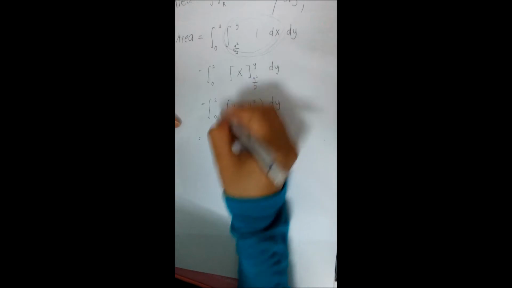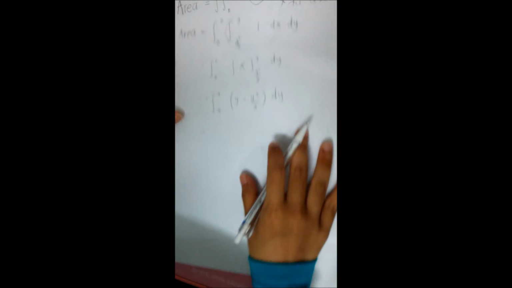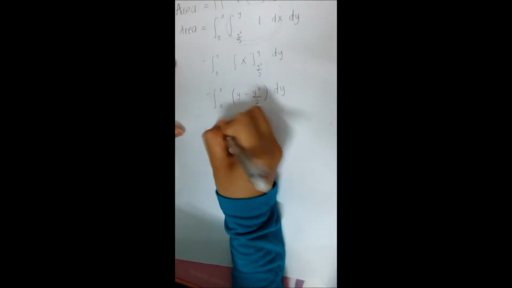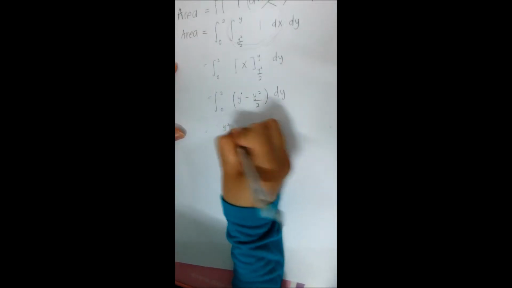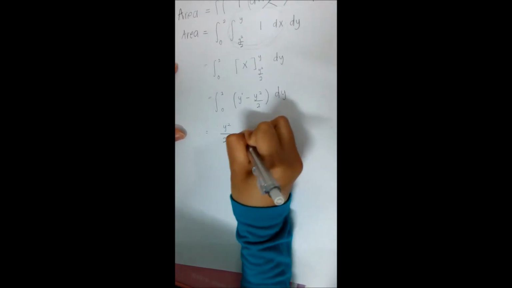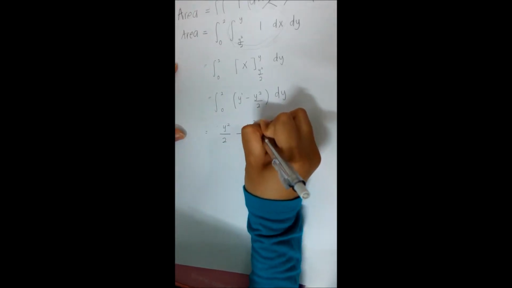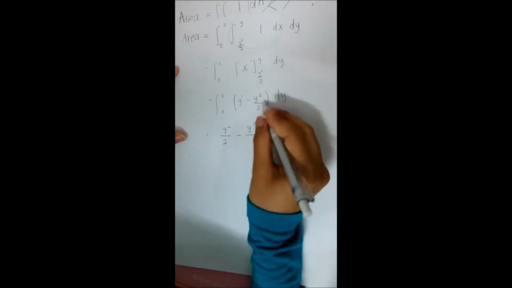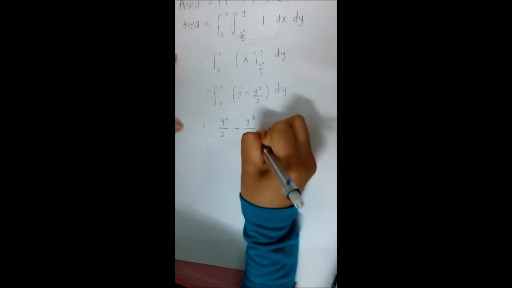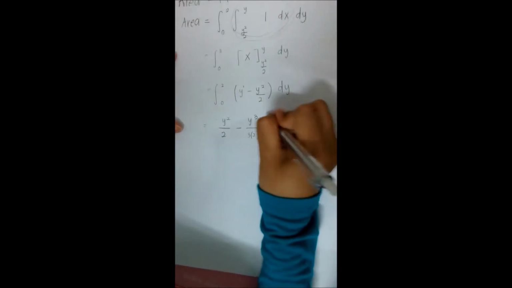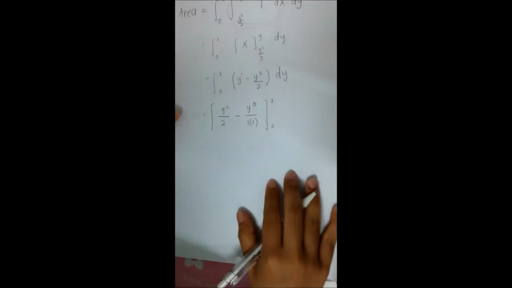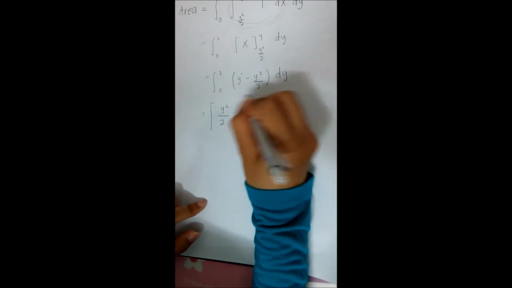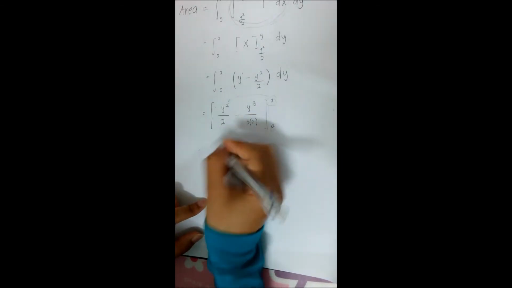Okay, then we have to integrate this like the usual integration. This is a power of 1, right? So it will be y power 2 over 2 minus y cube over 3 times 2. And then just input the 2 and 0 in it, so we write this.